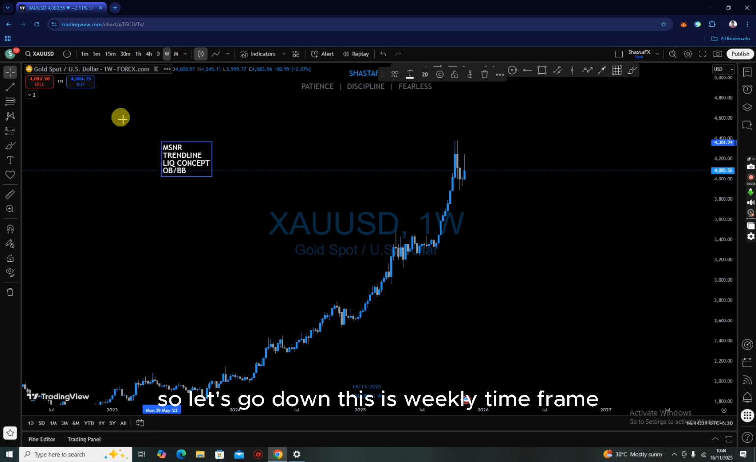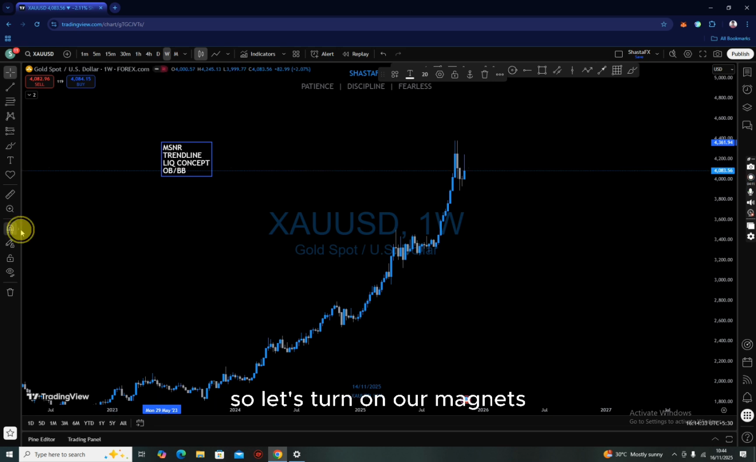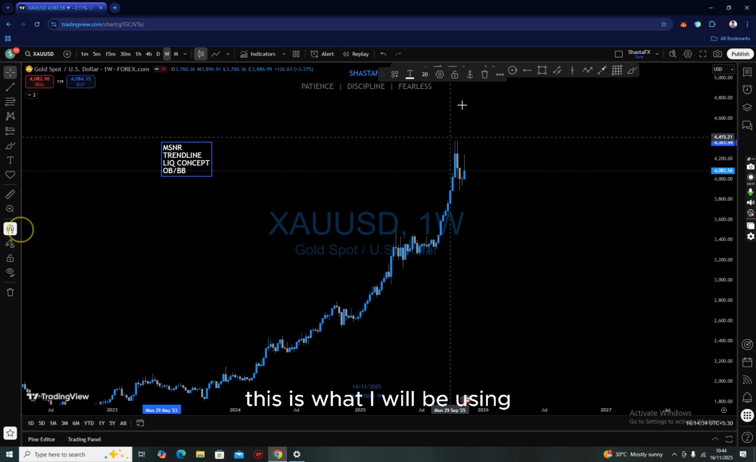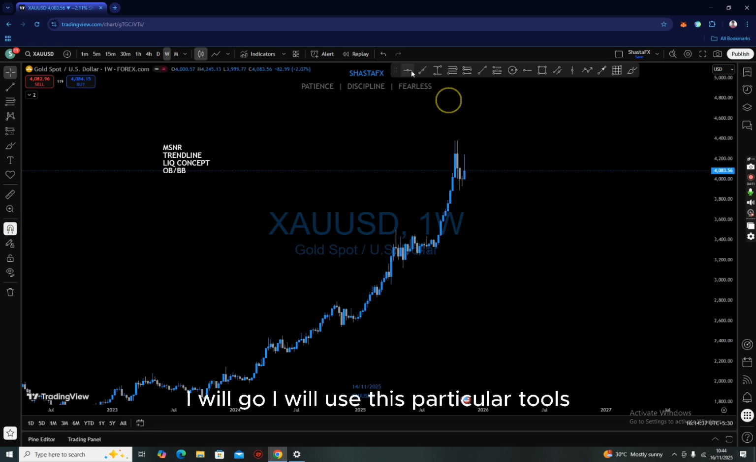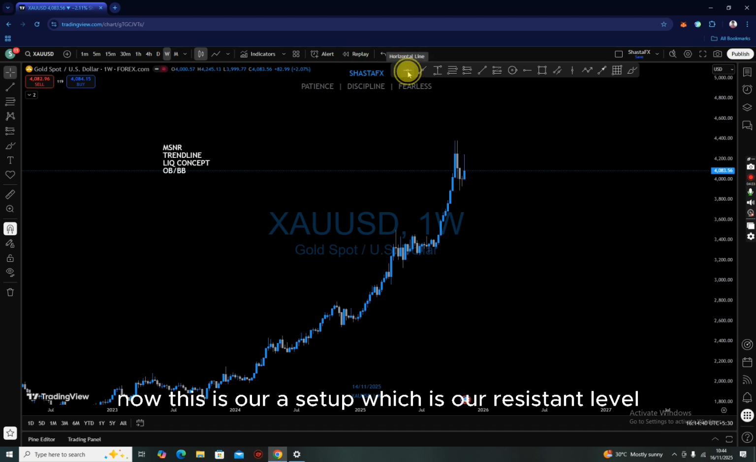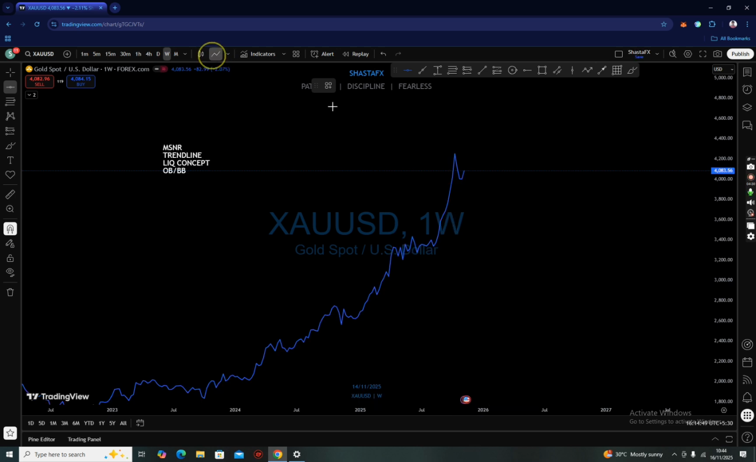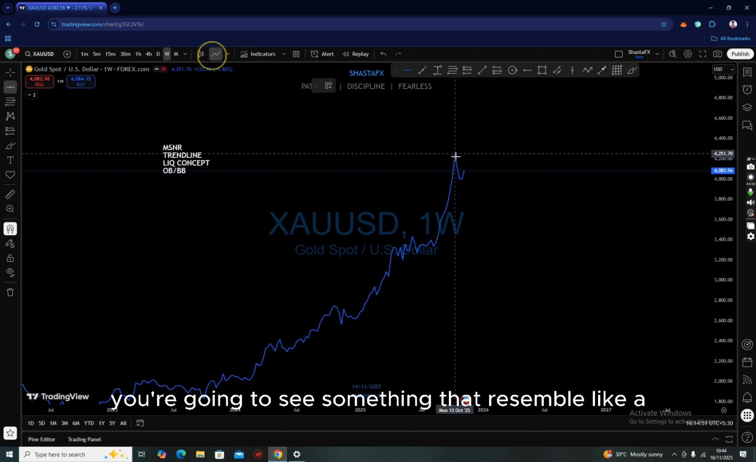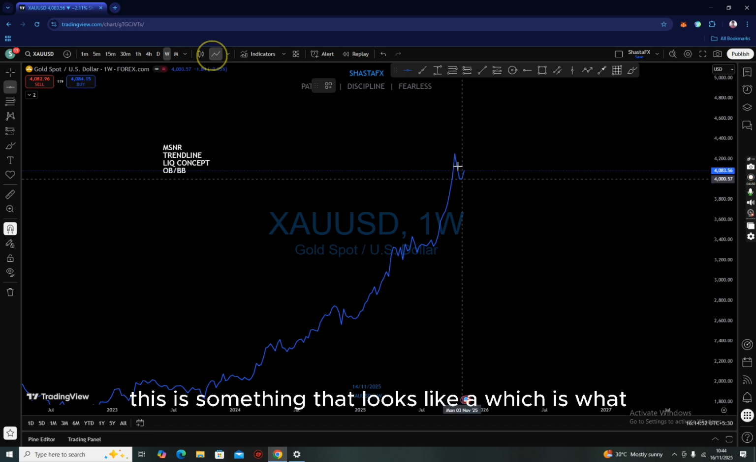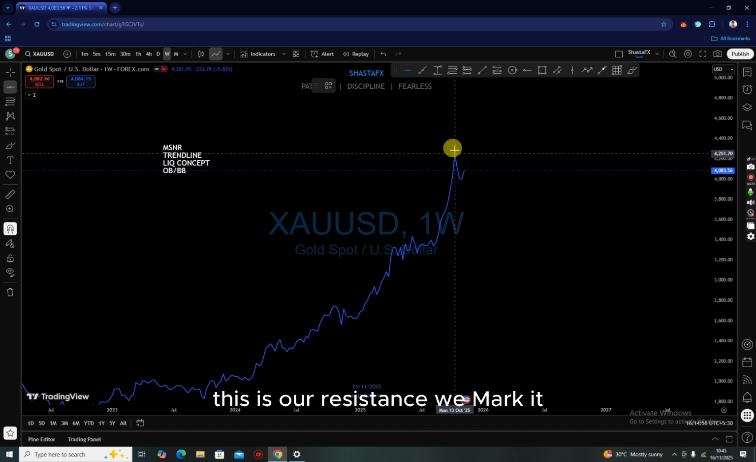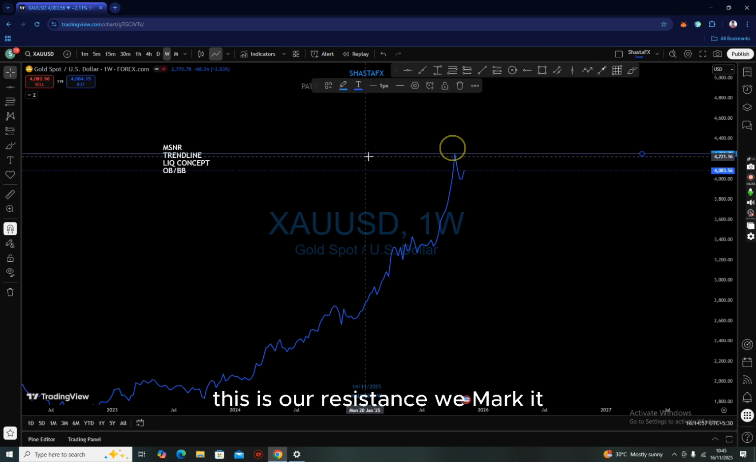So let's go down. This is the weekly time frame. Let's turn on our magnets. I will use this particular tool, which is the horizontal line. Now, this is our A setup, which is our resistance level. You will not understand this, but if you turn it to line chart, you are going to see something that resembles an A. This is our resistance. We mark it.